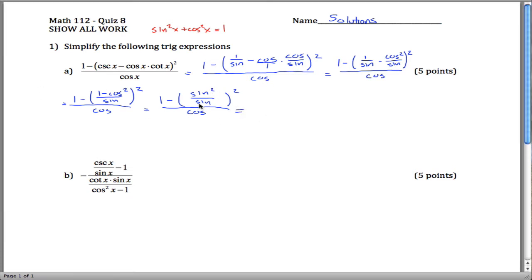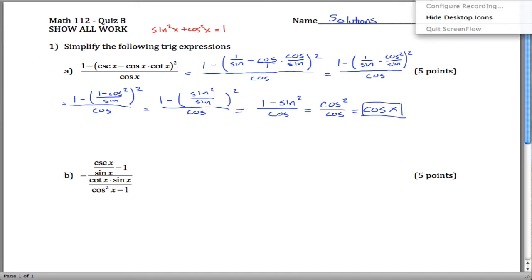Anyways, now sine squared and sine, that'll cancel out. Sine squared divided by sine is just sine. So I get 1 minus, in the parentheses I have sine, but the parentheses are squared, divided by cosine. And then I can apply this identity again. If I subtract sine squared from both sides, I get cosine squared equals 1 minus sine squared. And so my final answer is that whole mess just simplifies down to cosine of x.